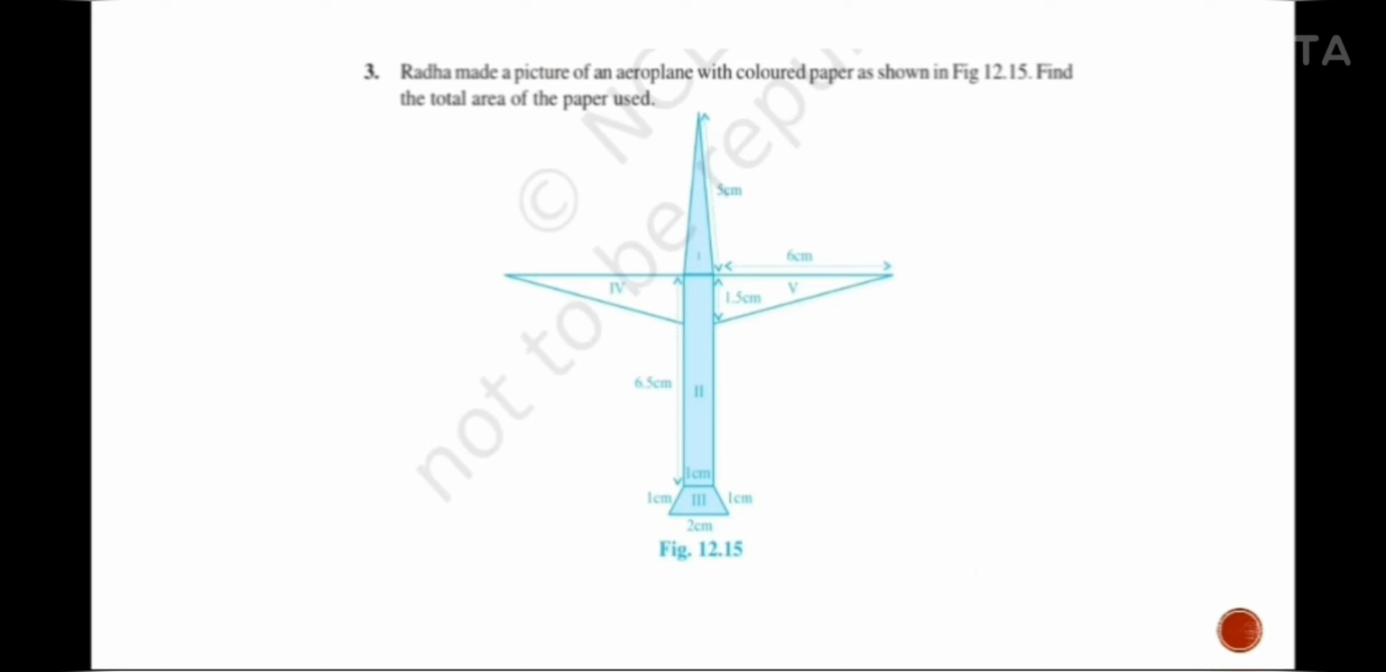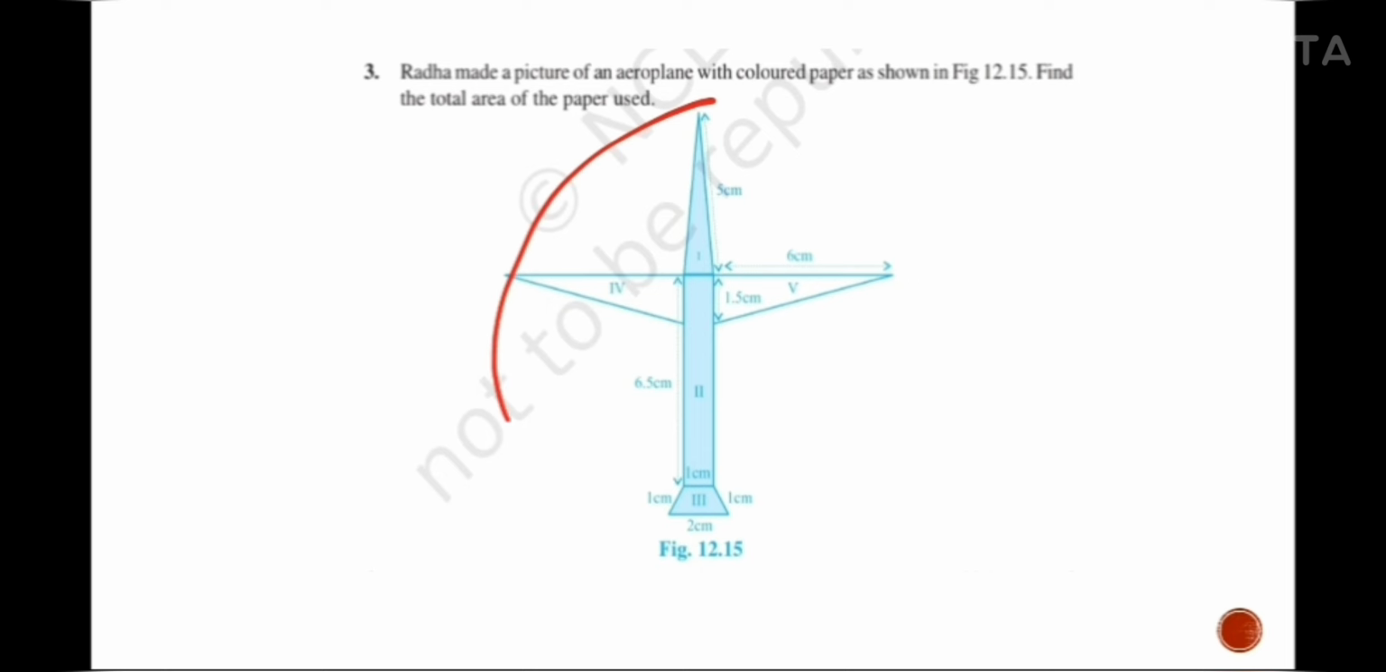Radha makes a picture of an aeroplane with colored paper as shown in the figure. Find the total area of the paper used here. Okay, so as you can see, this is the picture of the aeroplane.